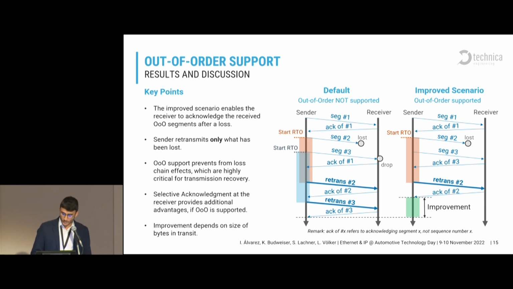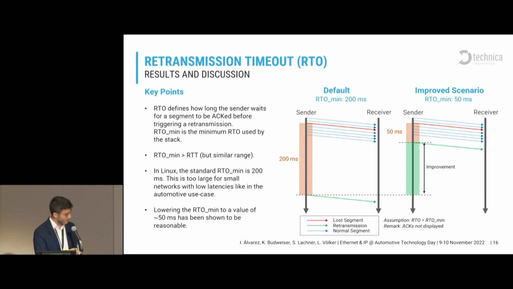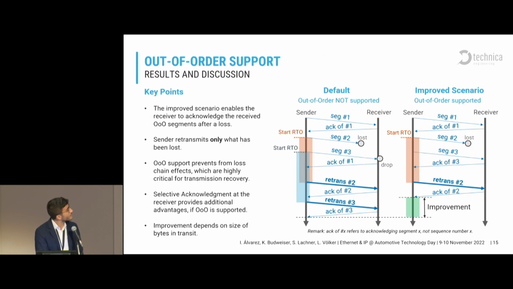In this slide, we can compare the reference scenario on the left side and the improved scenario. In the first case, whenever a segment is lost, all the segments that are sent afterwards are dropped by the receiver because they are received out of order. And therefore, they also need to be retransmitted by the sender. This creates a chain effect that is not stopped until all retransmissions are through: the one of the original loss plus all the other packets that were dropped by the receiver.